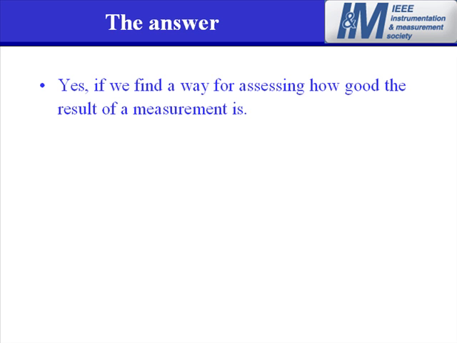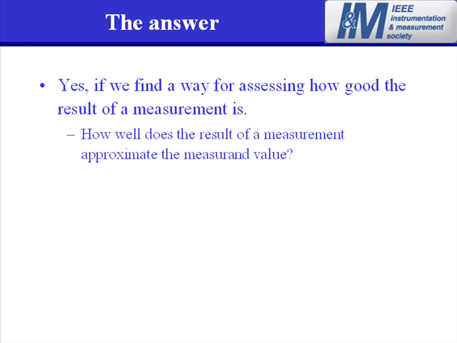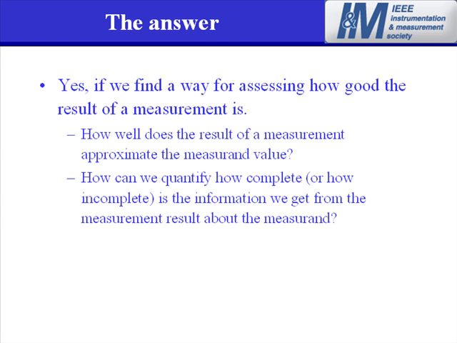In other words, since we understood from our model that the result of a measurement can only approximate the measured value, we must find a way to quantify how good this approximation is, or, if you prefer, how complete or how incomplete is the information we get from the measurement result about the measurement. The most immediate way is that of representing the measurement result with an interval of values instead of a single value, within which we may expect to find the value of the measurement.